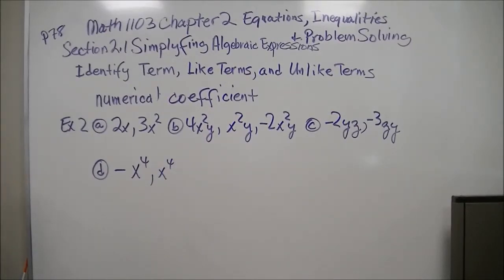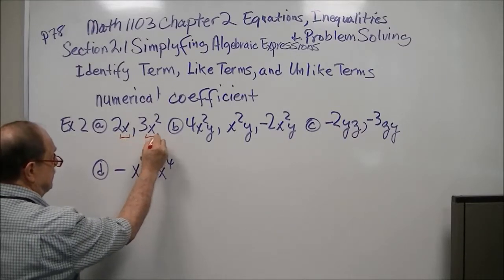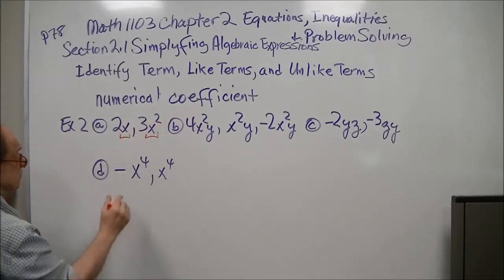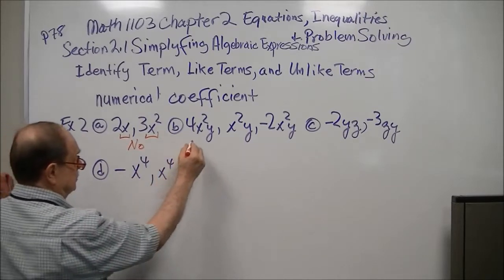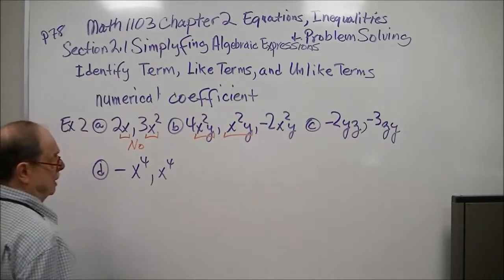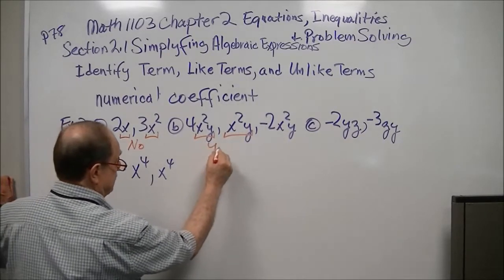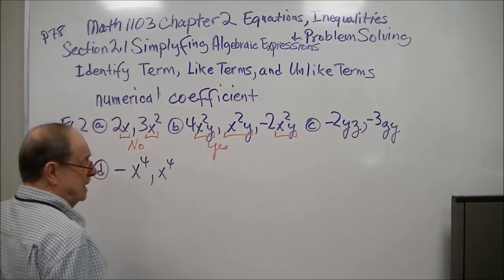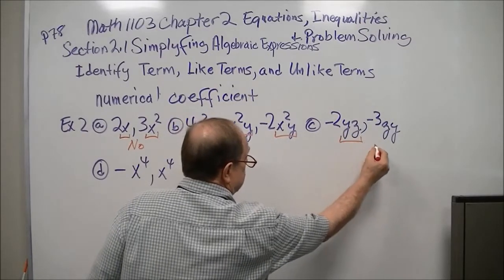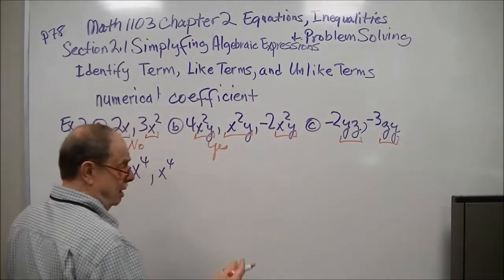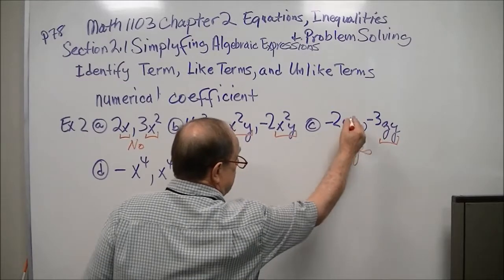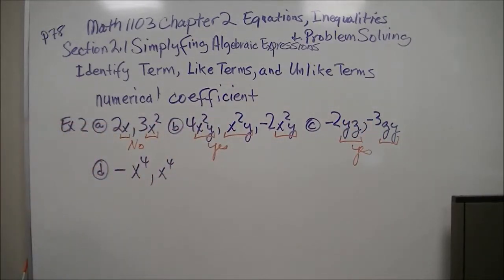So here we're asked, are these like terms? Well, we're identifying the variables. Do they have exactly the same variable to the power? No. Yes. Oh, there's one more too. There you go. Now here's where we told you we have yz and zy. Are these like terms? Order is not critical, it's the exponents on the variables.